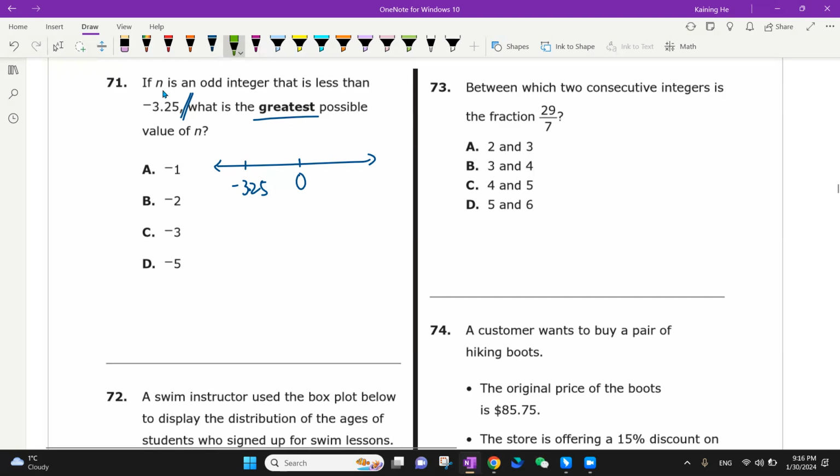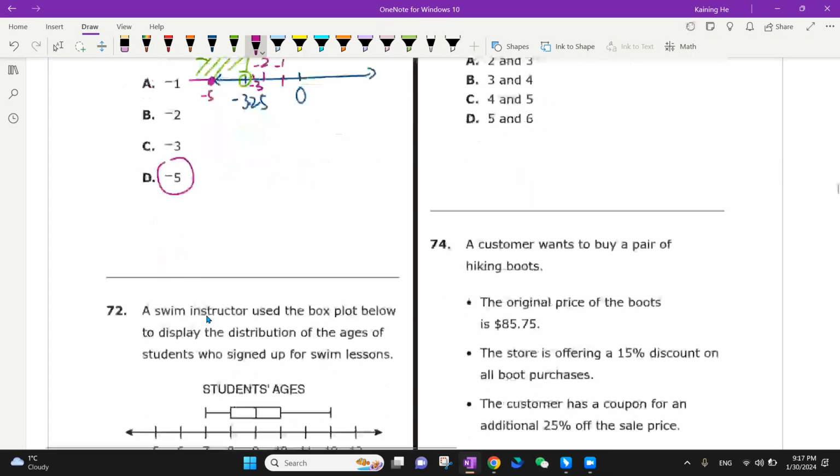Now, n is an odd integer that's less than that. So I'm going to find something on the left side of negative 3.25. Let's take a look. Negative 1 is somewhere right here, negative 2 is somewhere right here, and negative 3 is also somewhere right here, but negative 5 is the only one that is actually on the left side, since this is the only number that is greater than 3.25 without the negative sign. So that is how we choose answer D.